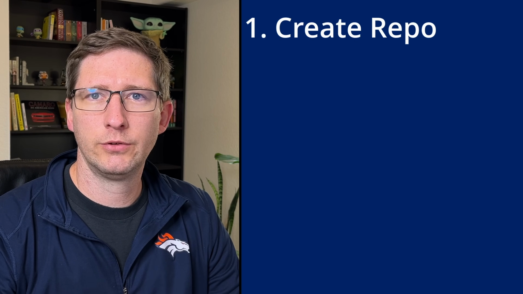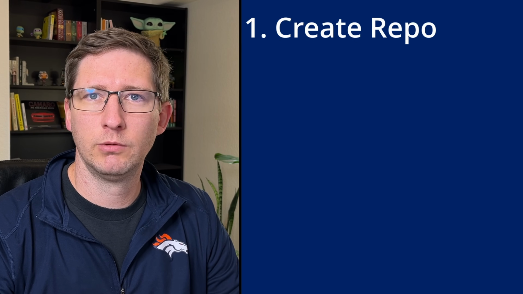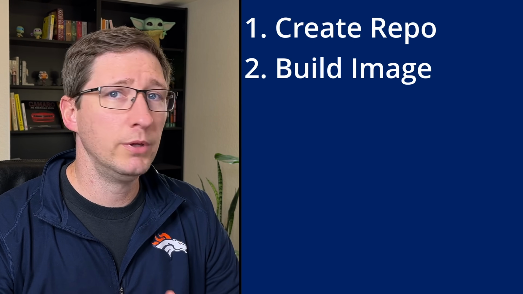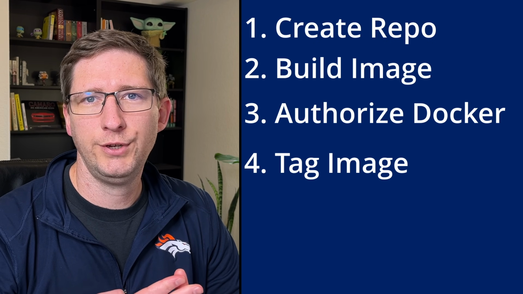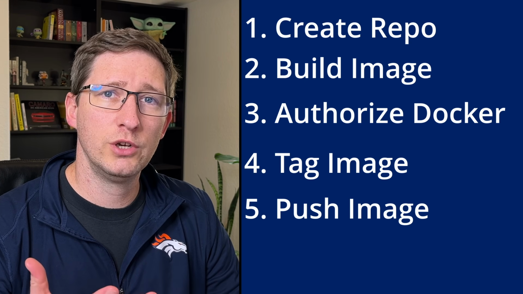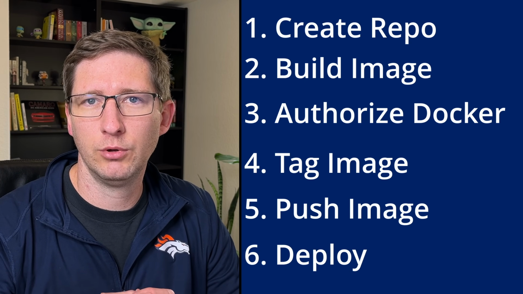The first step is to create a repository in Artifact Registry where we can push our image. Second, we need to build the image. Third, we need to authorize Docker with Artifact Registry. Fourth, we need to tag the image. Fifth, we need to push the image. And then finally, we need to actually deploy it to Cloud Run.